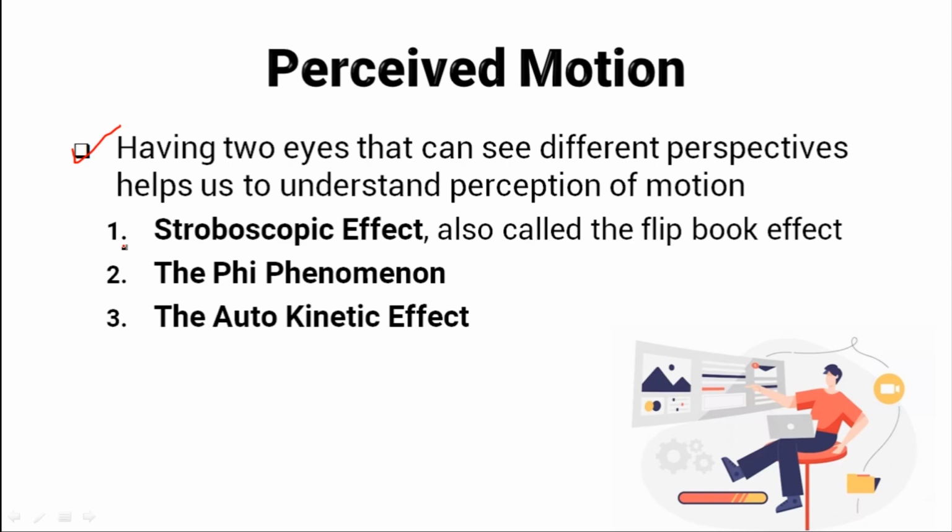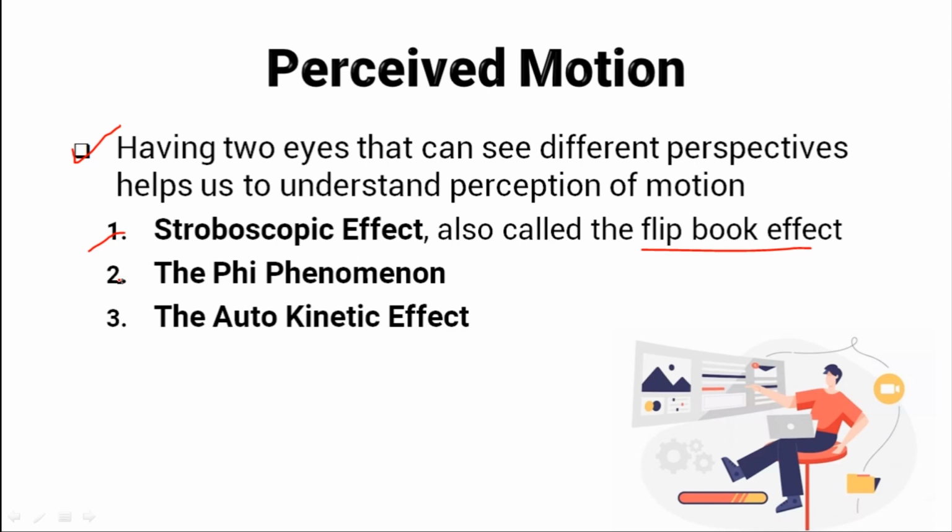Now, one example that shows how we perceive motion is the stroboscopic effect, also called the flip book effect. Imagine having a book with many cartoons inside, and when you flip through the pages repeatedly, the static images give the illusion of continuous movement. This happens because our two eyes capture the series of images and our brain merges them together, creating the perception of motion. The binocular cues from both eyes are essential in making this effect possible.